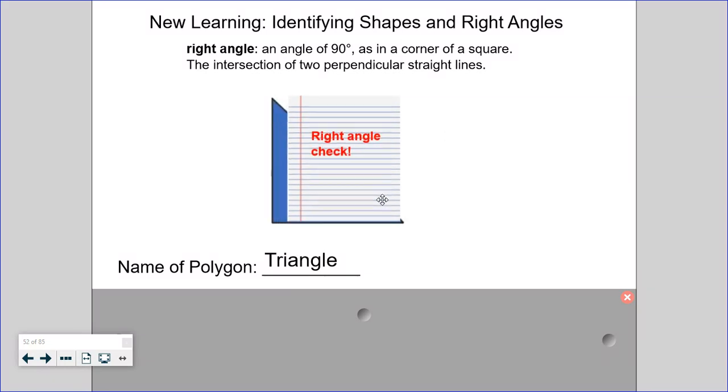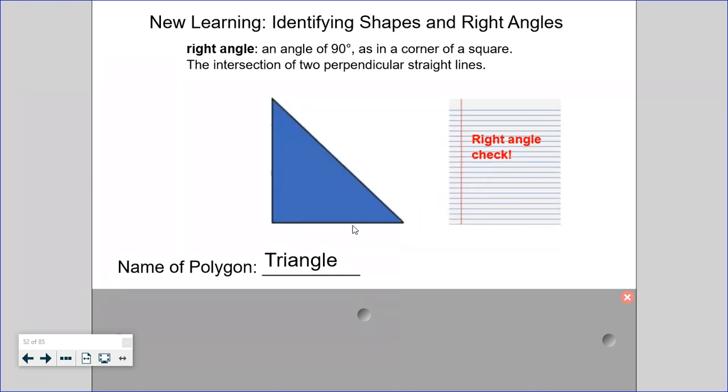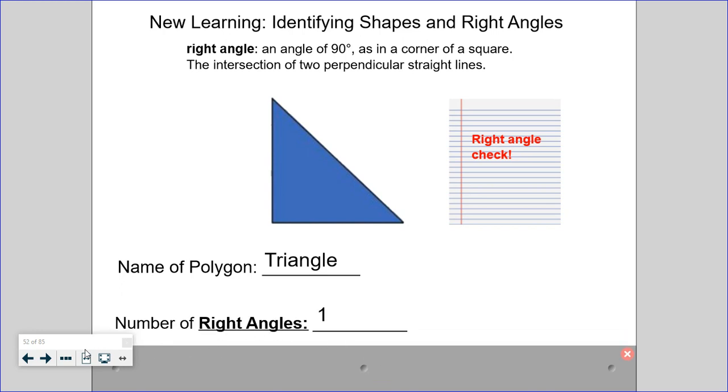How about this one down here? Is this angle a right angle? Also, no, it does not match the sides of the paper. And how about this one over here? Yes, that one is a right angle. See how the lines match exactly the sides of the paper? It makes a perfect square angle. So this triangle actually has one right angle.